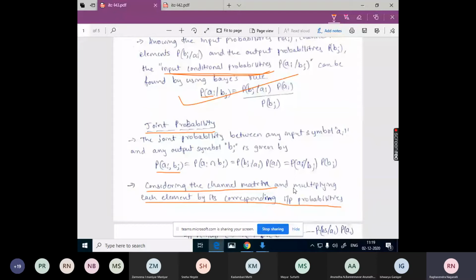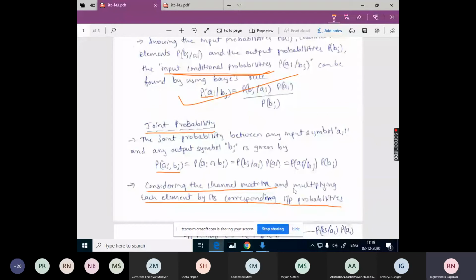So we can summarize this as summation i equal to 1 to R, because we have R number of rows, so R number of elements will be there in this column. So summation from 1 to R of P of Ai comma Bj is equal to P of Bj. This is the standard equation for the first property.